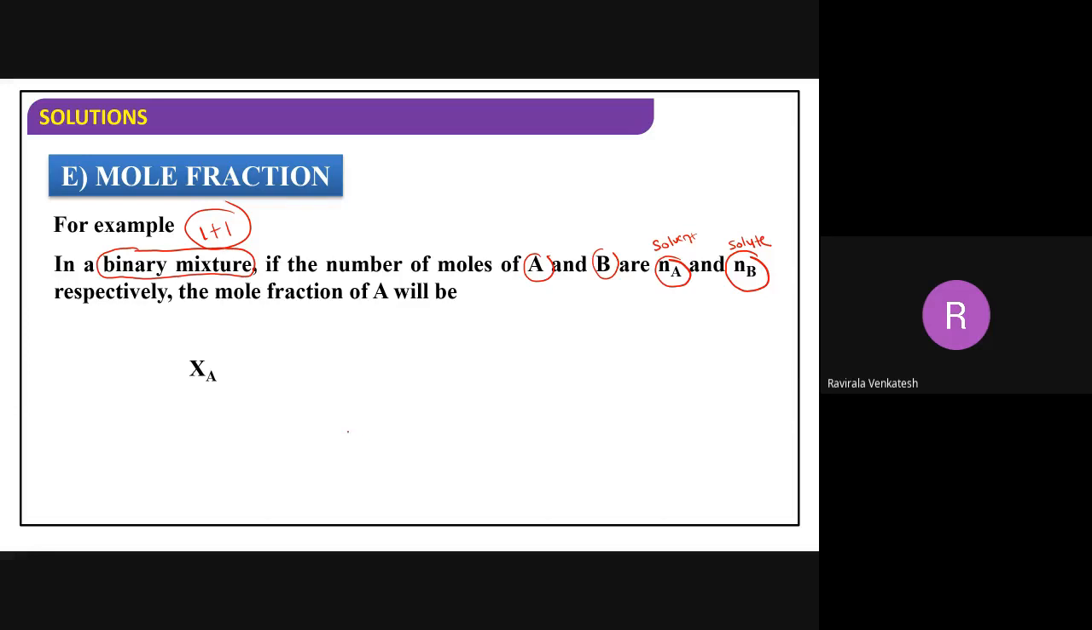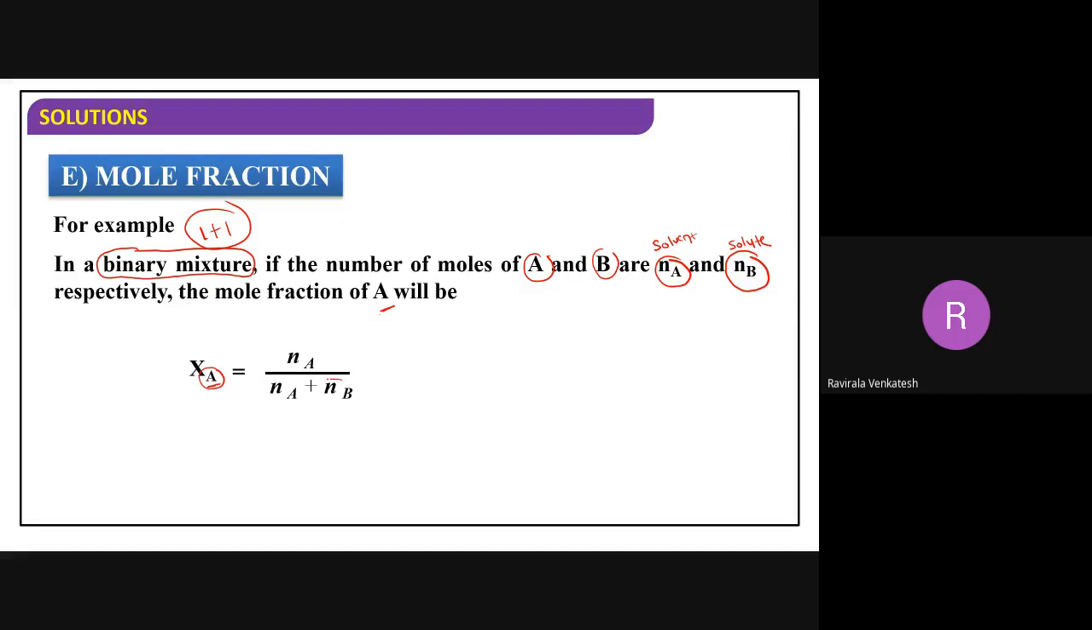Now I want to express the mole fraction of A. How will you do it, beta? Mole fraction of A is equal to, tell me, buddy. Mole fraction of A, the solvent, how? Formula. Sir, Na divided by Na plus Nb. Very good. When you take mole fraction of A, numerator must be taken as A, denominator you take A plus B. So we are going to get the formula Na divided by Na plus Nb.